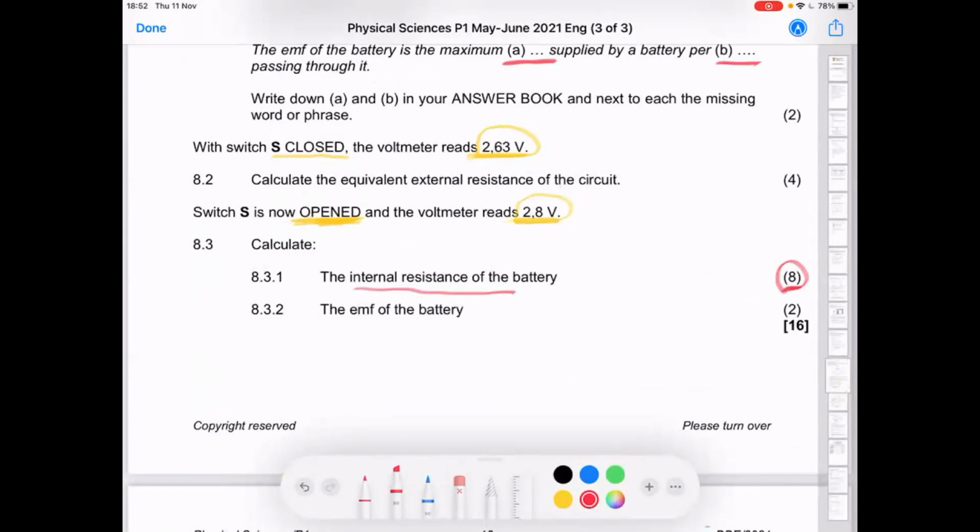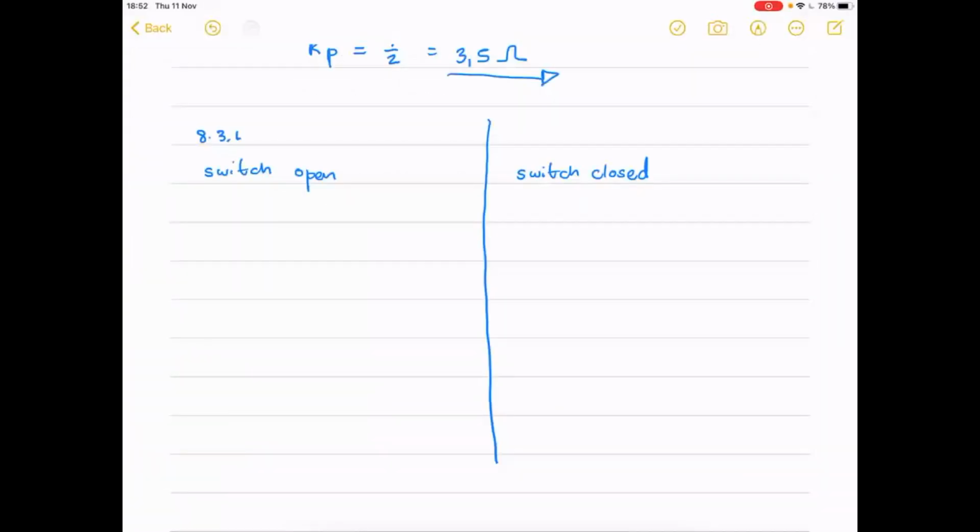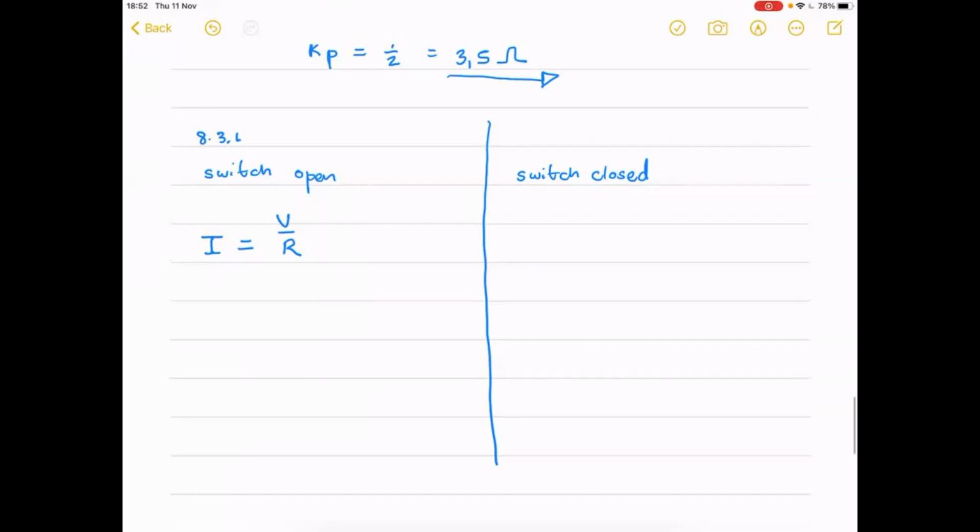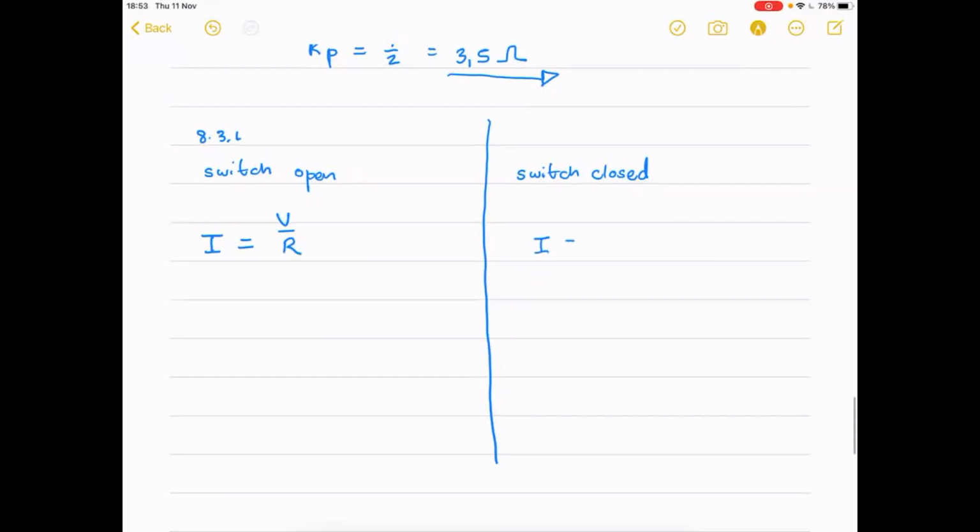Okay, so the way to do it is like this. We've got one set of equations for when the switch is opened, and another one for when the switch is closed. When the switch is open, what is the current that's flowing through? I is equal to V over R. I'm going to do the equation on both sides as we go along so that you can clearly see the difference between the switch open and the switch closed. So I'm trying to find the current, which is V over R.